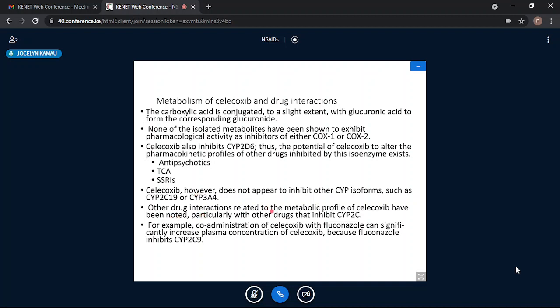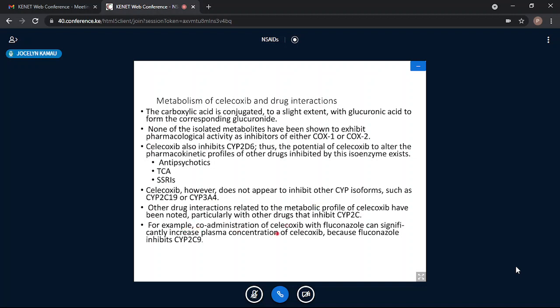Other drug interactions related to the metabolic profile of celecoxib have been noted, particularly with other drugs that inhibit the cytochrome 2C. You might not remember all the specifics, but all we are saying is that we do expect that there can be drug-drug interaction of celecoxib with other drugs that are metabolized by the cytochrome P450 enzymes, because there can be inhibition, there can be induction, and there can be competition for the same metabolizing enzyme. So that is very important for us to note.